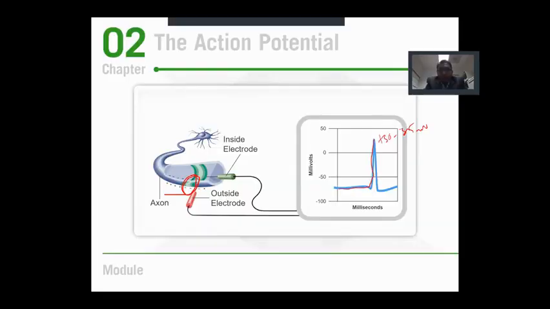And this is what is propagated from one point to another point of the axon, which is usually from one node of Ranvier to another node of Ranvier, and that's how the information gets transmitted in the form of these sudden reversals of potential.